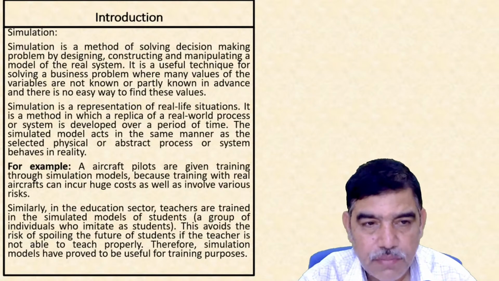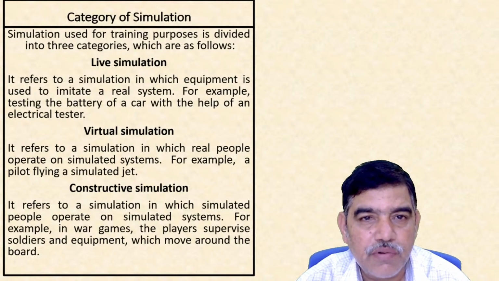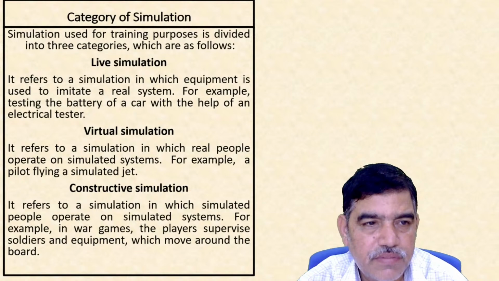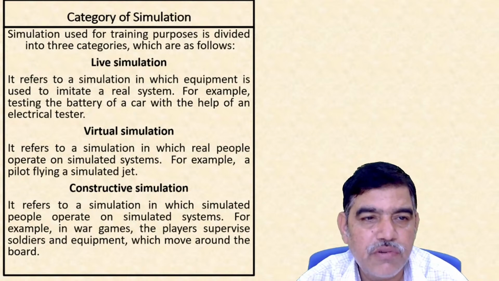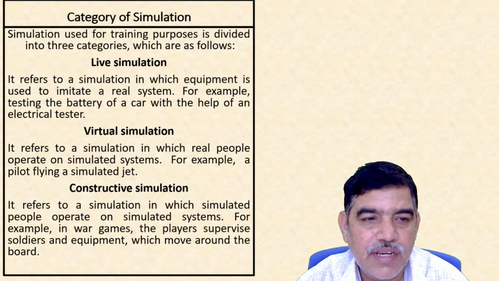Now, categories of simulation. Simulation used for training purposes is divided into three categories, which are live simulation, virtual simulation, and constructive simulation. So what is actually the live simulation? Live simulation refers to a simulation in which equipment is used to imitate a real system. For example, testing the battery of a car with the help of an electrical tester.